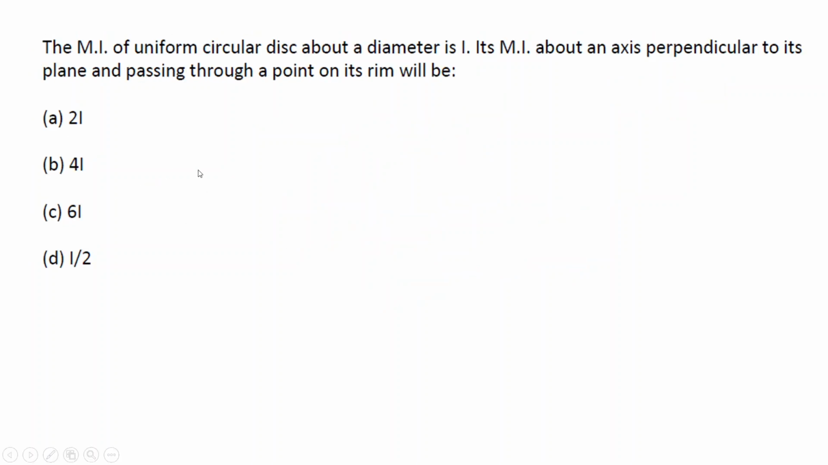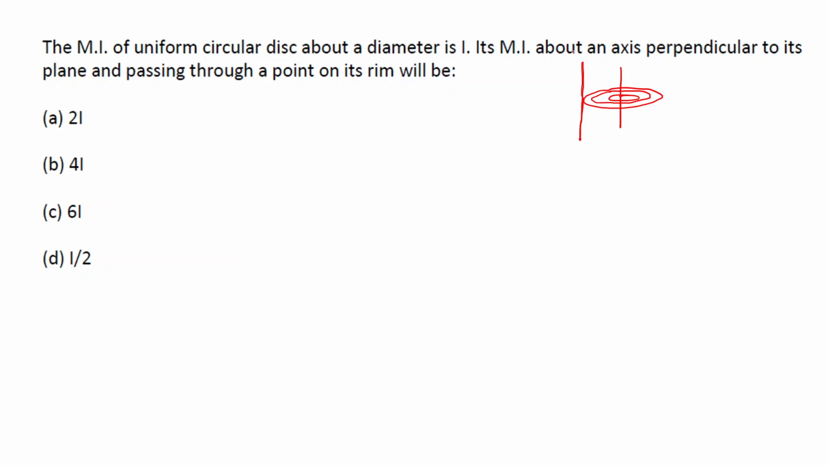Now one more question. The moment of inertia of a uniform circular disc about a diameter is I. Okay, so we have a disc now. It's not a ring, it's a disc, like this whole thing. If the moment of inertia of the disk about a diameter is I, its moment of inertia about an axis perpendicular to its plane and passing through a point on its rim will be. So basically the question is asking us to calculate this.